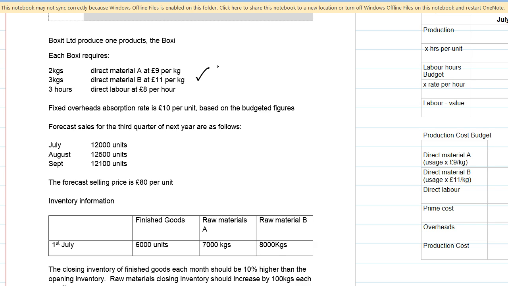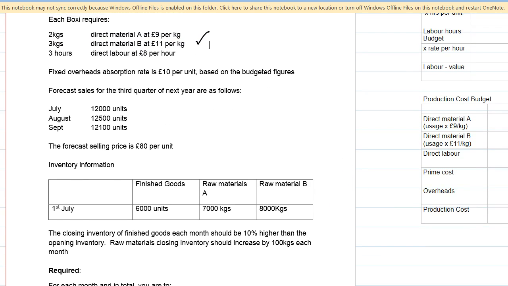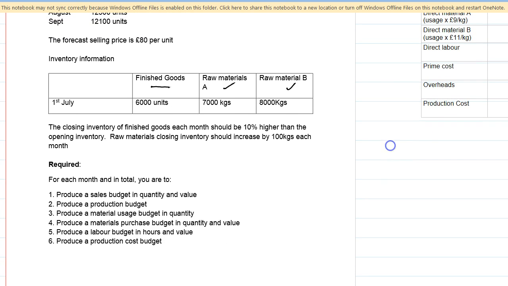We've got our forecast sales, July, August and September, with a selling price. And then we've got our opening and closing inventory information for finished goods and for our raw materials, A and B. The requirements, quite simple. Sales budget in quantity and value. Always watch out for that in questions, because you might be asked to do that quite separately. Those are figures that you won't necessarily use again in your calculations.